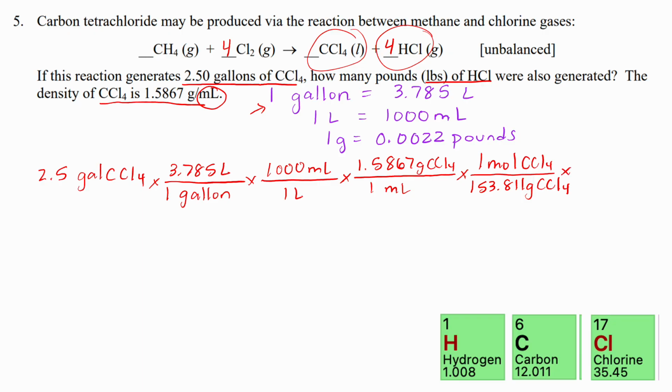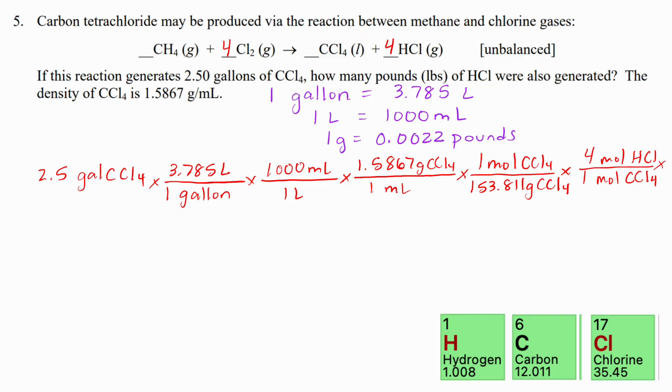And now I am in moles, so I can do my mole ratio going from CCl4. I want to get rid of that, moles of CCl4. And I'm trying to get to hydrochloric acid, so moles of HCl is going to be on the top. And remember, this is your mole ratio, so that comes from the balanced chemical equation. I have 4 moles of HCl, and I have 1 mole of CCl4.